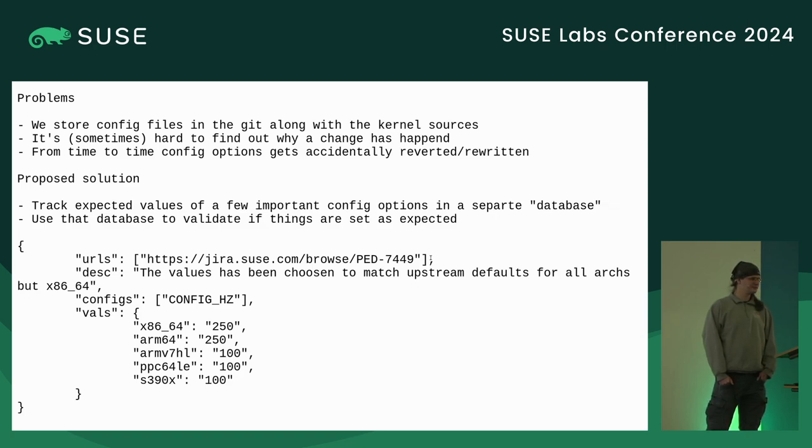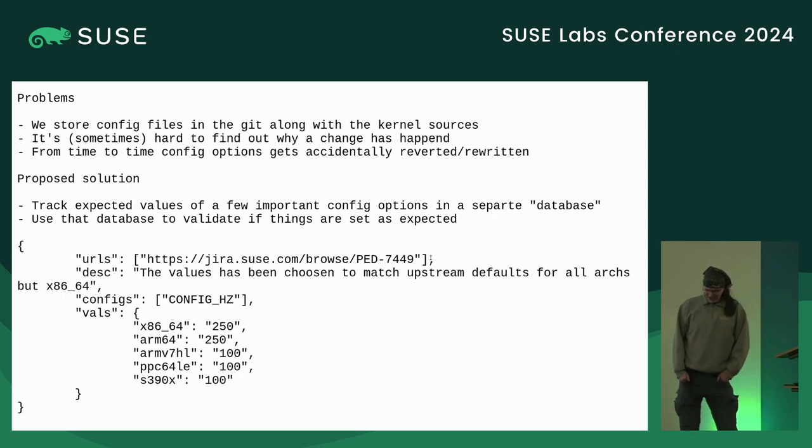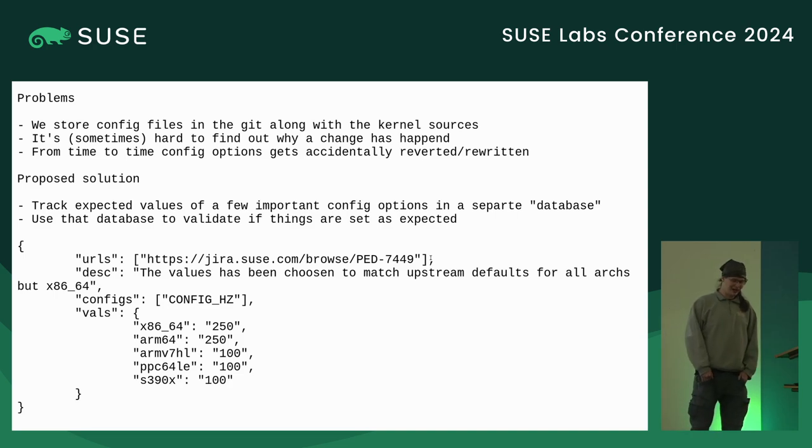Just as a follow-up, in your vals you have architectures. Is there a way to specify flavors as well? That has actually been discussed here a few times. This is another dimension to the problem, and if you start adding the flavors into the JSON, it gets very ugly, because you will have multiple arrays of the values per flavor.